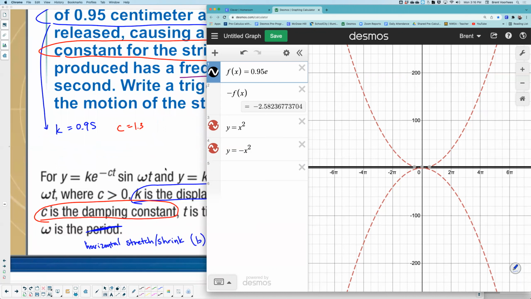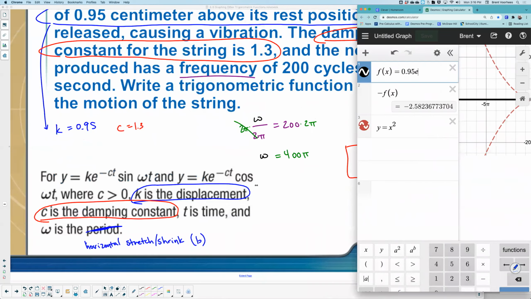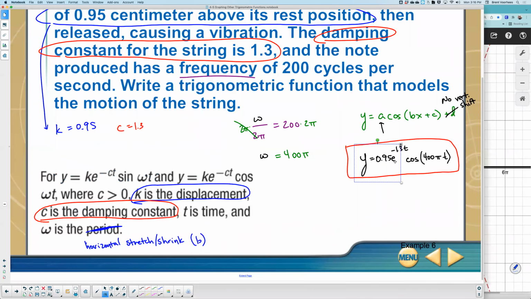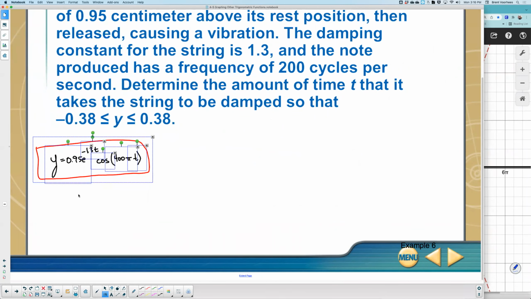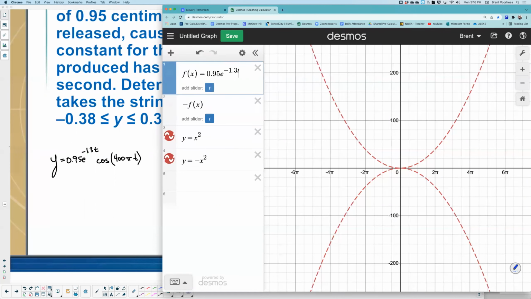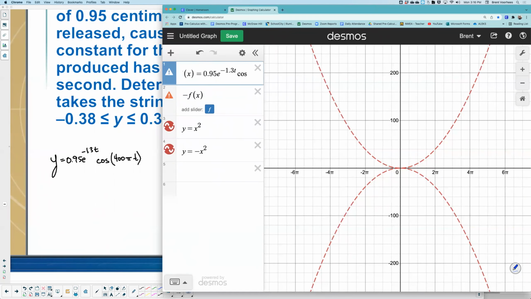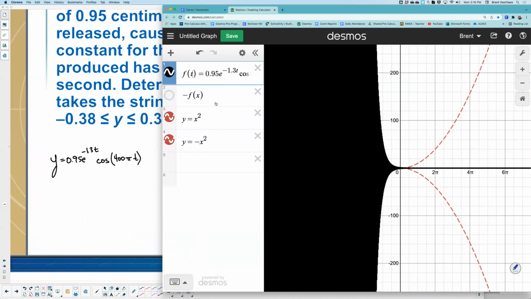So I type this in, and oh wait, it's way over there. Let me just copy and paste, it'll be easier. So I'm gonna take this equation, this whole equation right here, and we're gonna graph this. Okay, so I have 0.95 e to the power of negative 1.3 t times the cosine. You don't have to put this parentheses, but I will. 400 pi t. And I don't need this one, f of t right there.